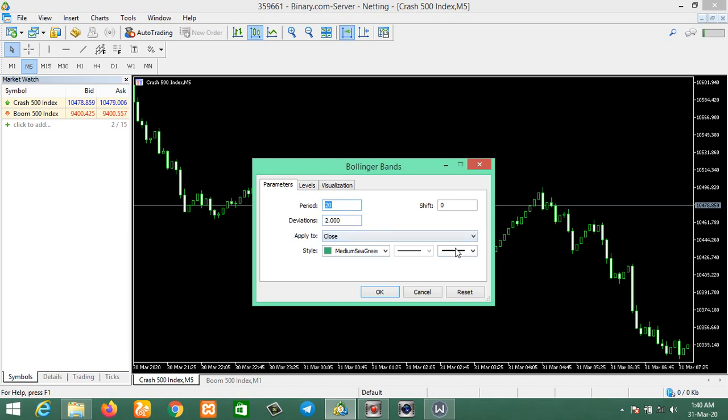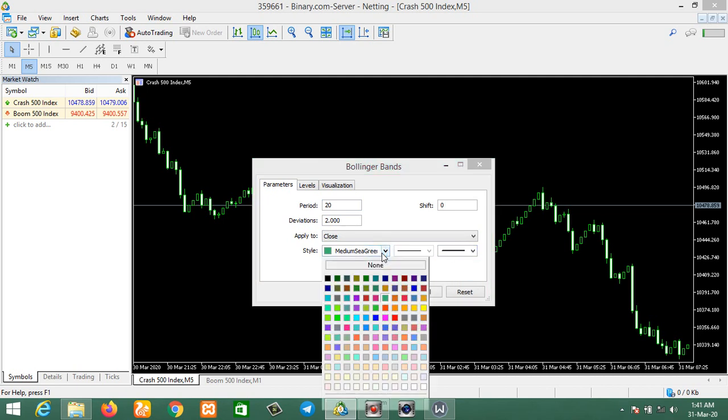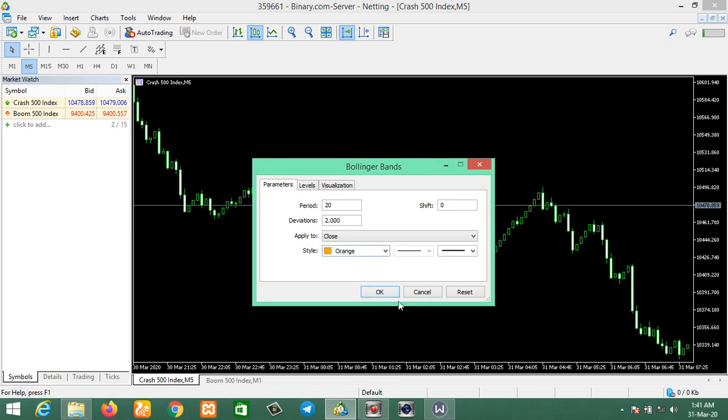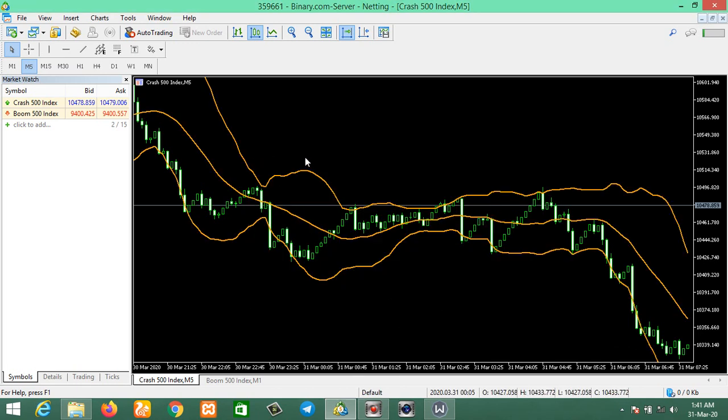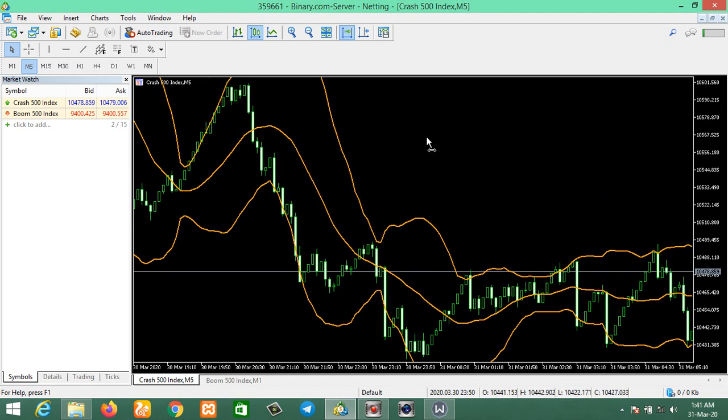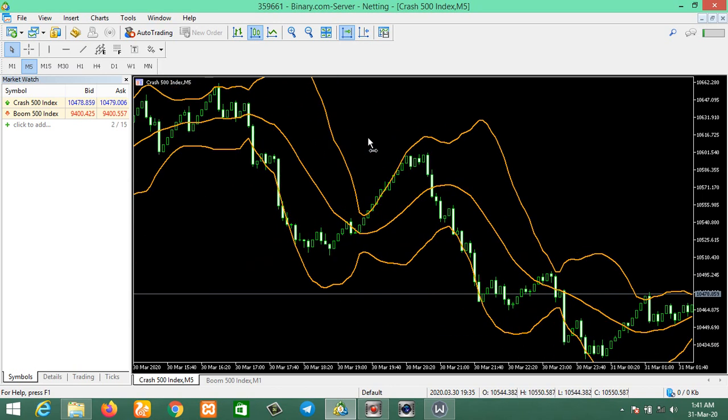So I'll just go ahead and increase the thickness a bit. Let me see if I can change the color to something brighter. So this orange or gold, okay. So this is our Bollinger Band right here.